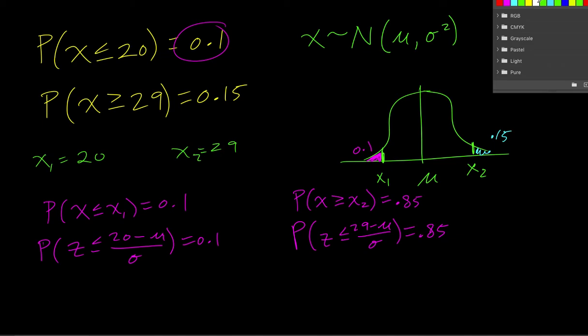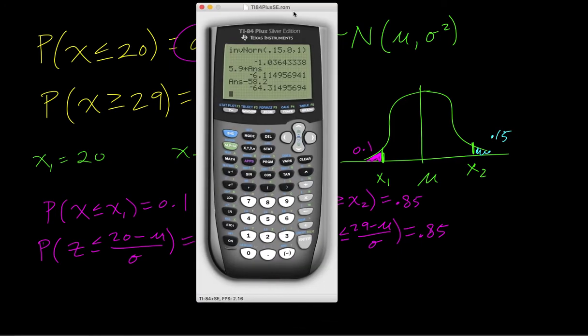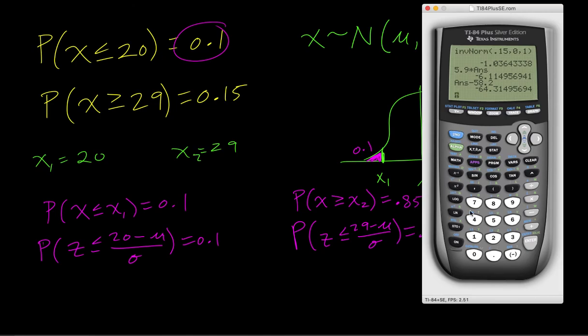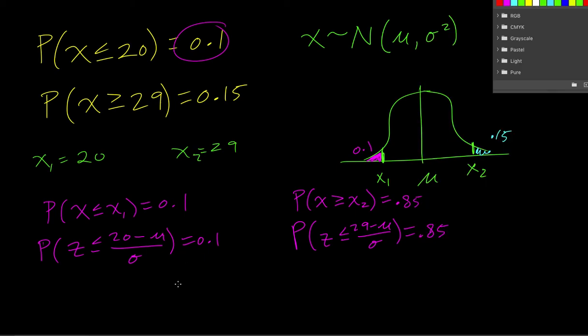Now, when we plug this in, we need to go to our calculator. We need to go to inverse normal again. Plug in the percent, 0.1, and then do 0 and 1 because it's a z. So we get negative 1.28. Okay, so 20 minus mu over sigma is equal to this, and this is the z1 value.